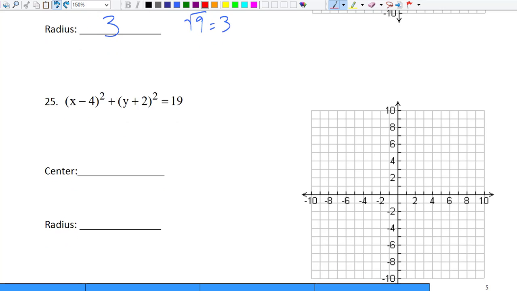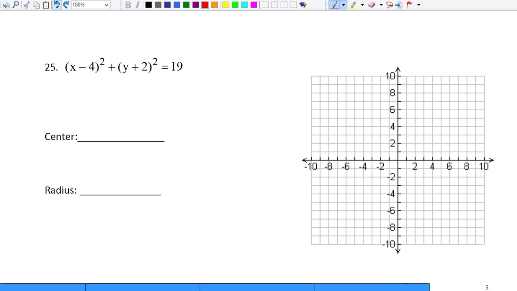Okay, the last one is already in standard form, so yay. All you have to do is find the h and k. Okay, that's the opposite of negative 4, which is positive 4. The opposite of positive 2, which is negative 2. And then we have the radius, which is going to be the square root of 19.